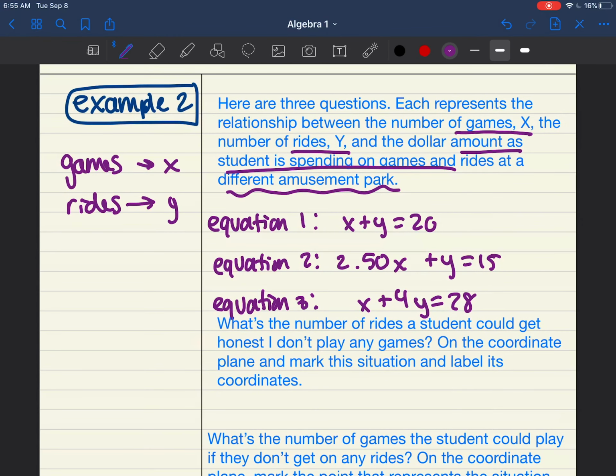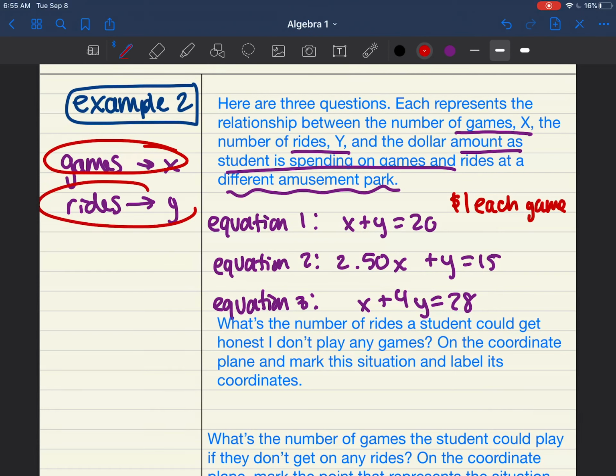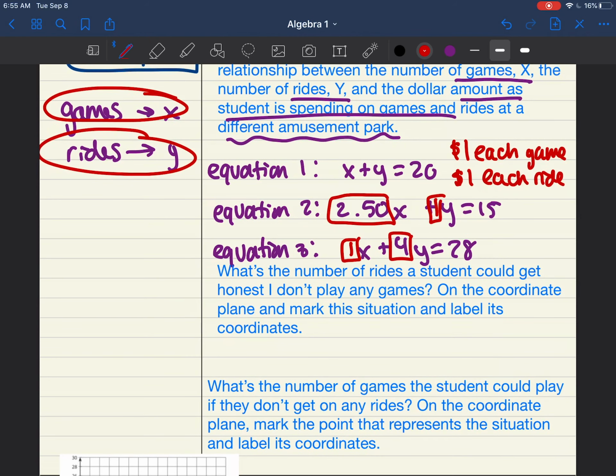X plus y equals 20, so you can easily interpret that it's $1 for each game. And as I'm doing this, I'm glancing back over here to remember which variable represents what, and $1 each ride. So this would be the cost per game, 1 would be the cost per ride. So what's the number of rides?